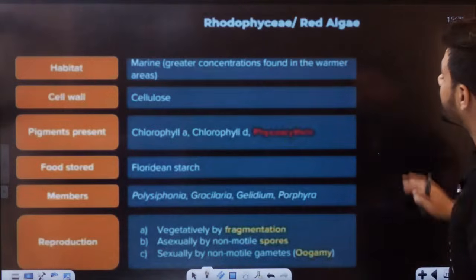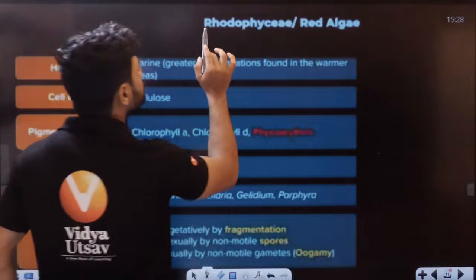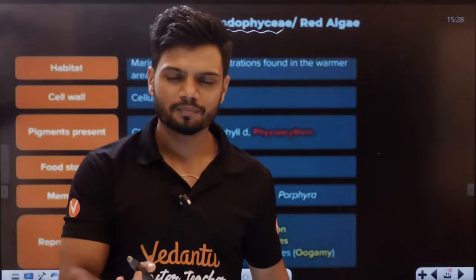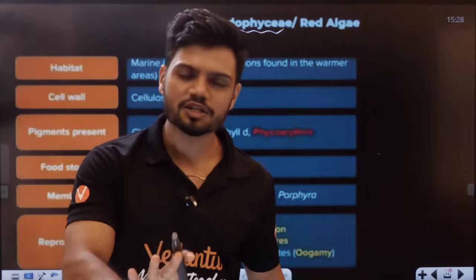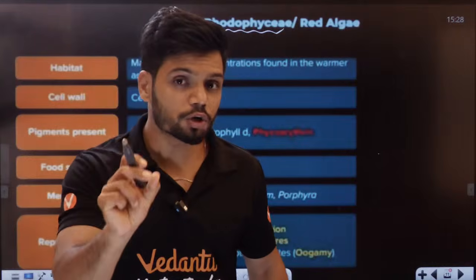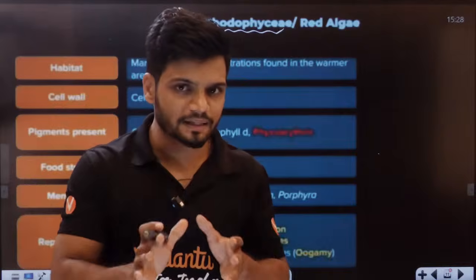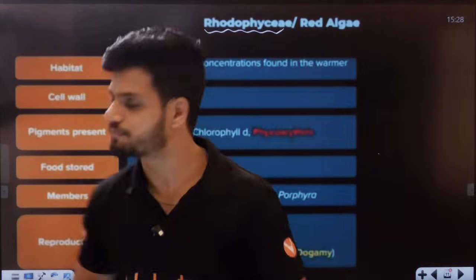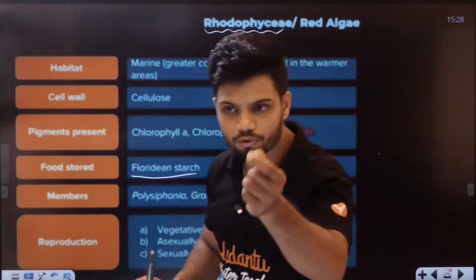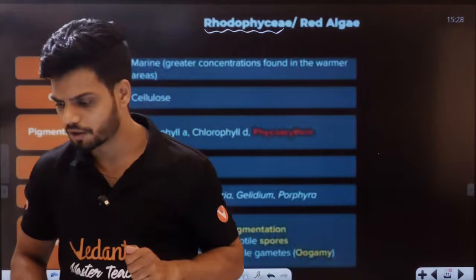Now what is red algae called, students? Red algae is called rhodophyceae. Students, if you look at the exam paper, whether it is the NEET paper or the NSEJS paper, they will ask you directly, what is the food material stored in red algae? The answer is floridean starch. Floridean starch is the answer. So you will understand how the question can be asked.